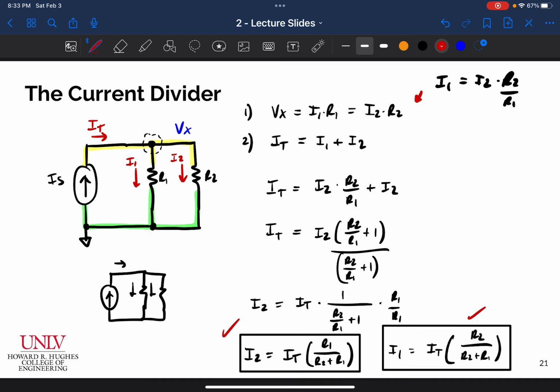last section of this module, which is learning about dependent sources.